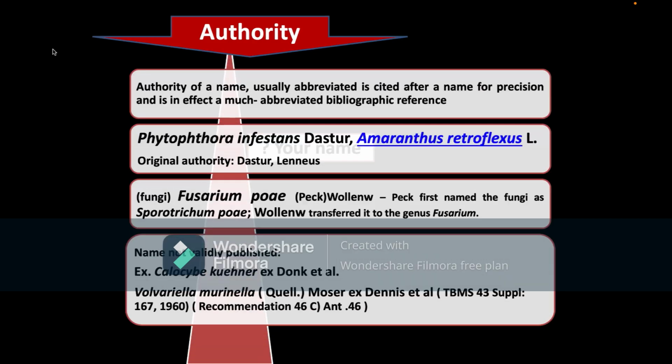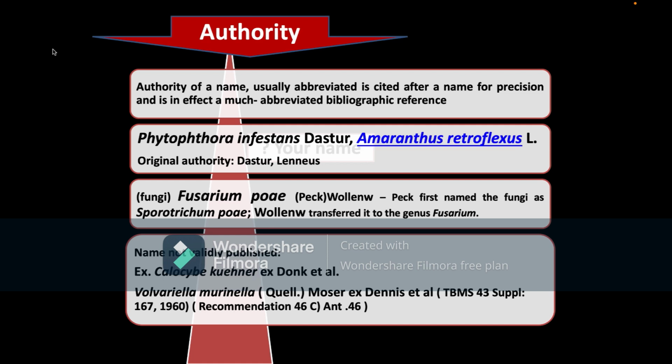Authority for naming a fungus or any living being is an interesting part. Authority of a name is usually abbreviated and cited after a name for precision, and is in effect an abbreviated bibliographic reference. As for example, in the fungus Phytophthora infestans, Dastur. Here the original authority is Dastur. Similarly, for the plant Amaranthus retroflexus, L., that means the original authority was Linnaeus, that is Carolus Linnaeus.